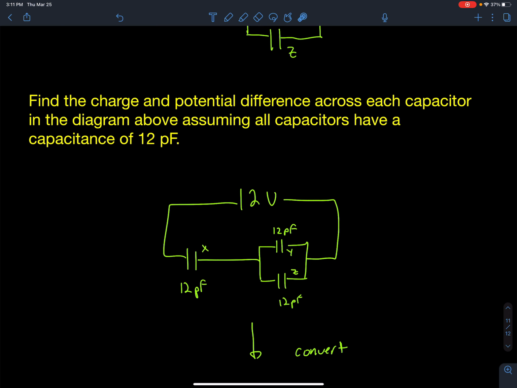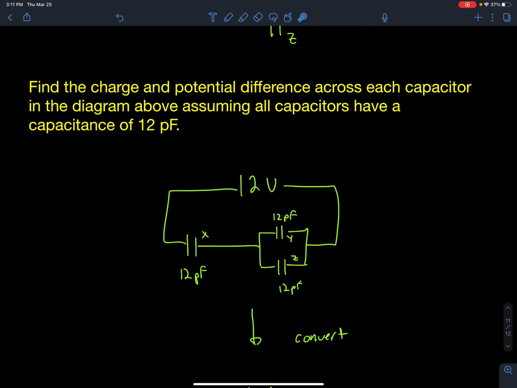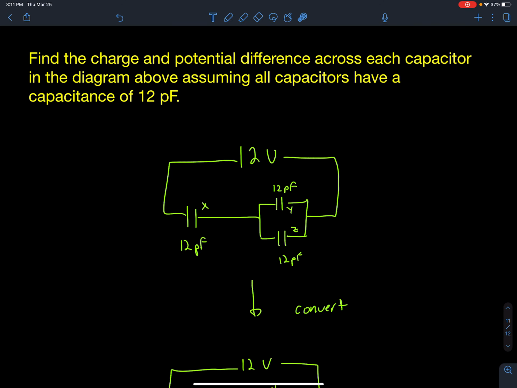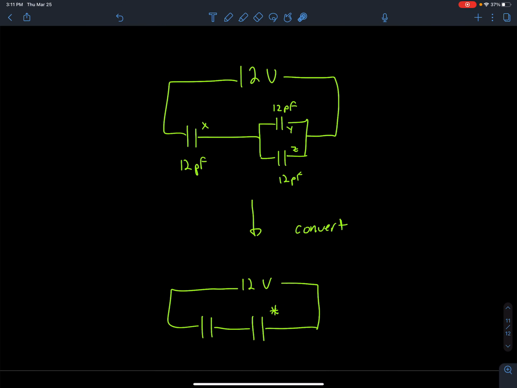So I redrew it. I put the 12 picofarads as the capacitors. I labeled it X, Y, and Z. And I want to convert it into something that would be easier, which is just either a parallel circuit or a series circuit. It would be easier for me to convert this into a series circuit, similar to what we did with resistors. So step number one is to convert that parallel circuit into a series, okay?